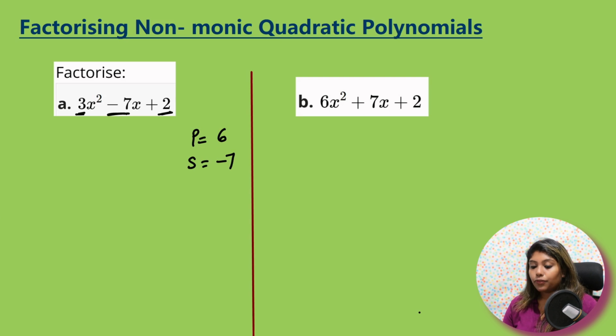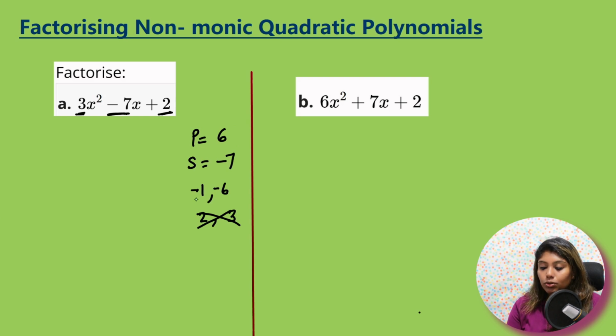All right, now we need to find a pair of numbers that gives a product of positive 6 and a sum of -7. So for 6, the possibilities are 1 and 6 or 2 and 3. There's nothing else, right? And I need a sum of 7. So 2 and 3 will not give me a sum of 7. But 1 and 6, maybe yes. So maybe -6 and -1. When I add them both, I get -7. When I multiply these two, I get a positive 6. That is it.